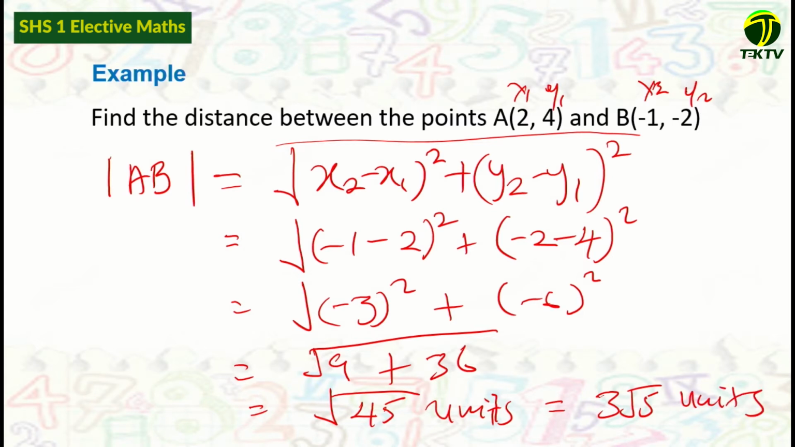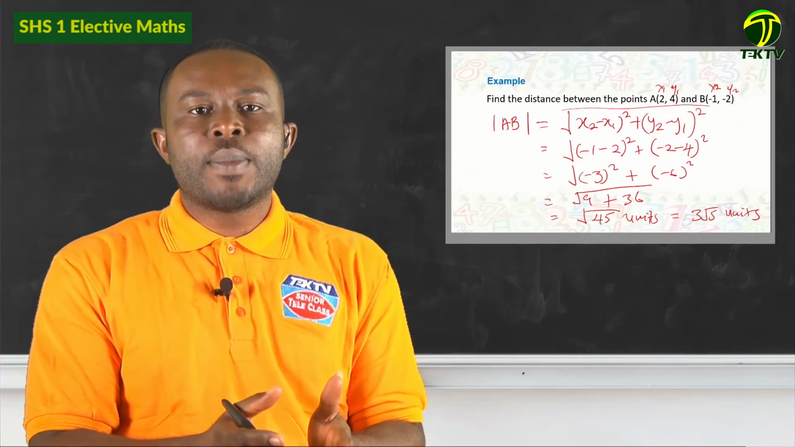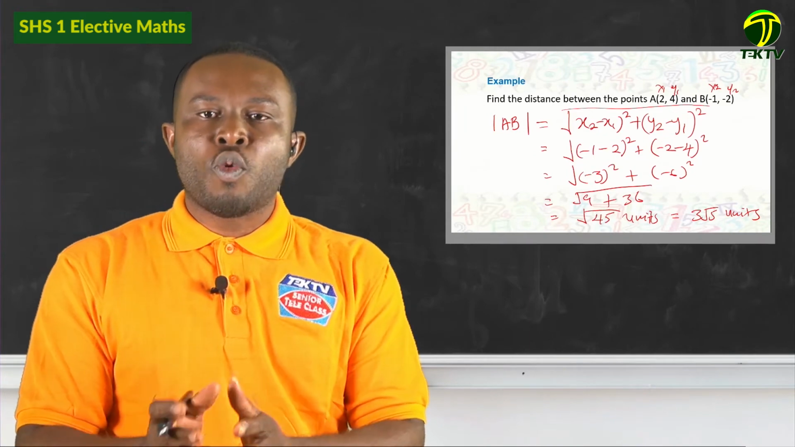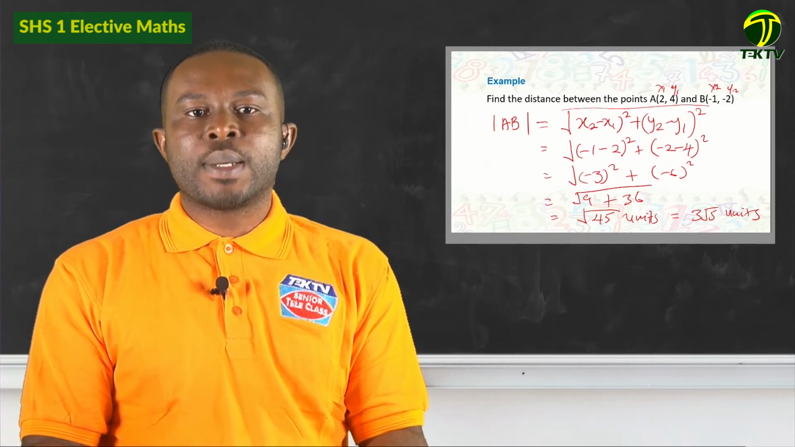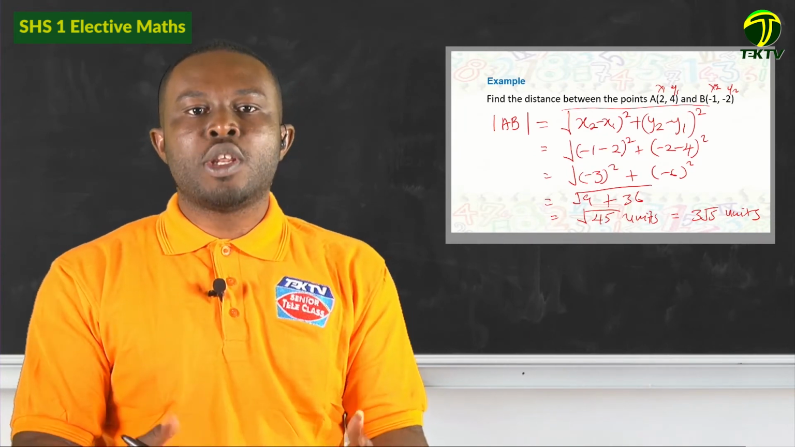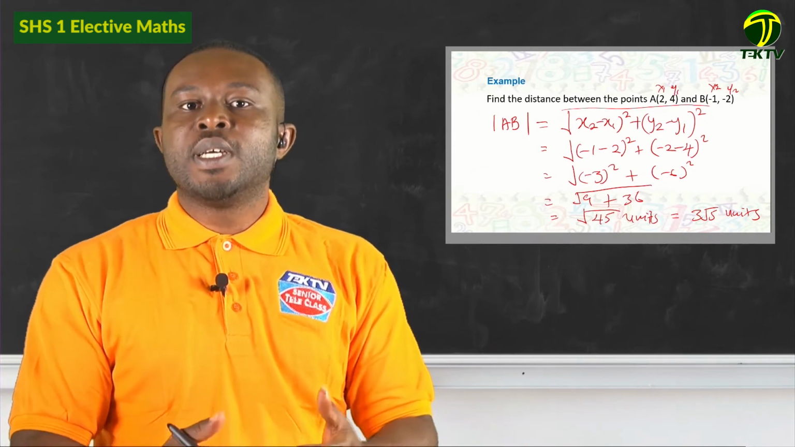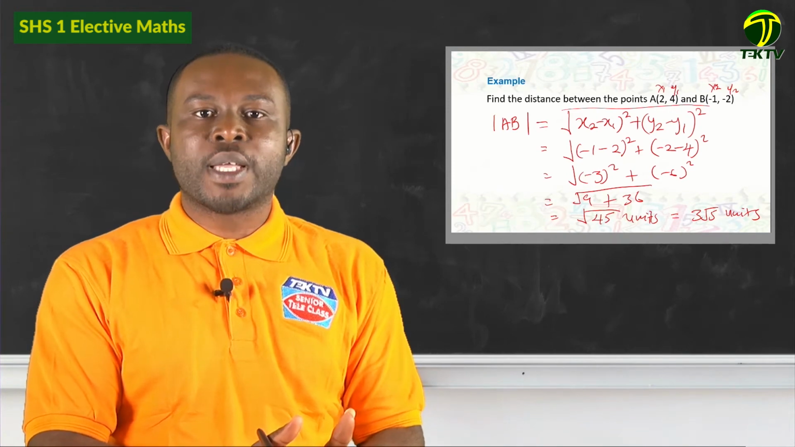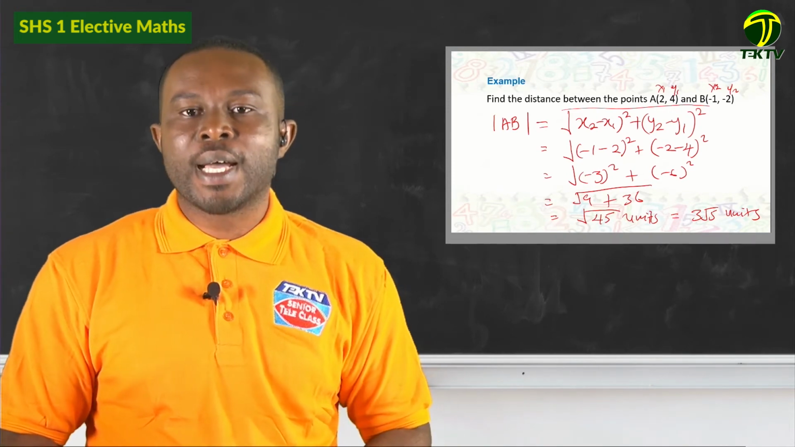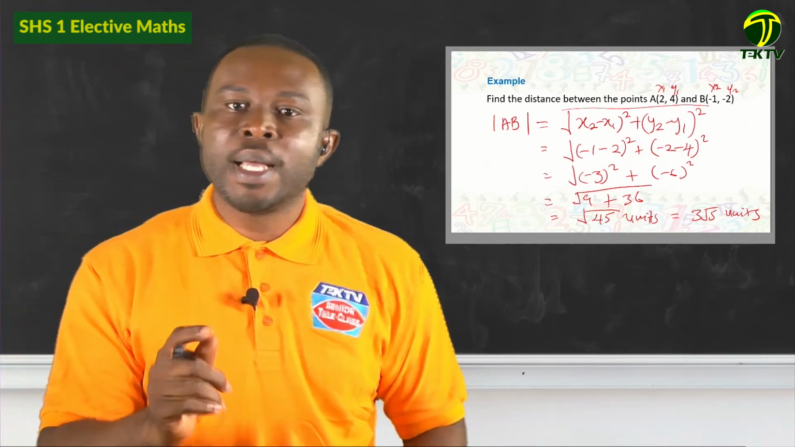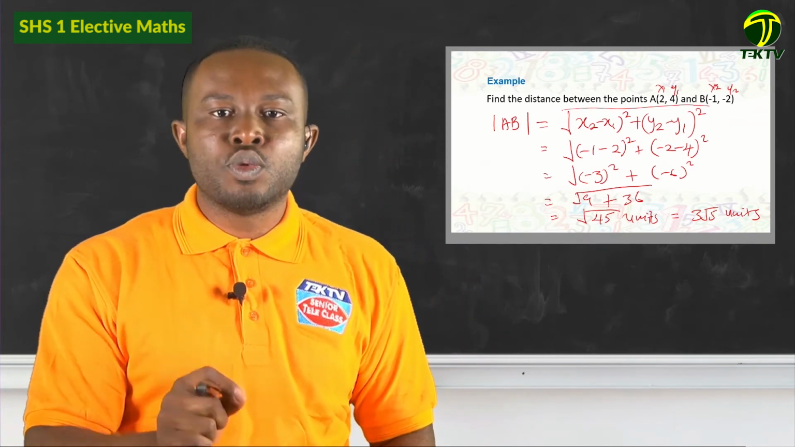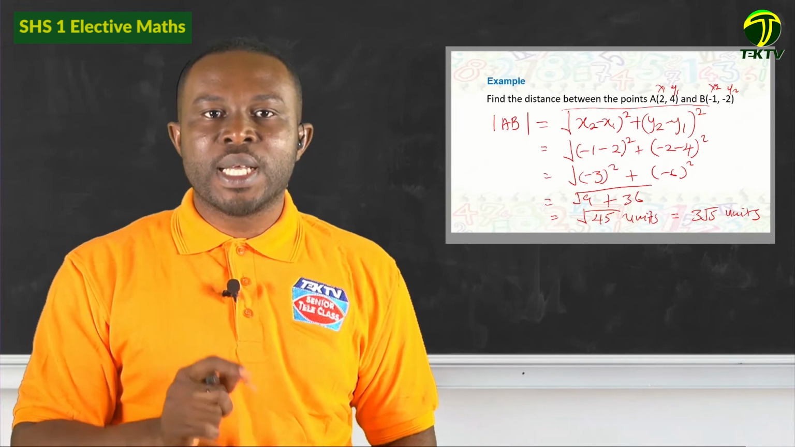Just identify the coordinates, label them as x1, y1, x2, y2. Then you go ahead with the substitution, you simplify, you do the normal operation on them as in their brackets, and then you have the answer, as simple as that. Remember, all the time after finding the magnitude, add the unit to it. It's very, very important.